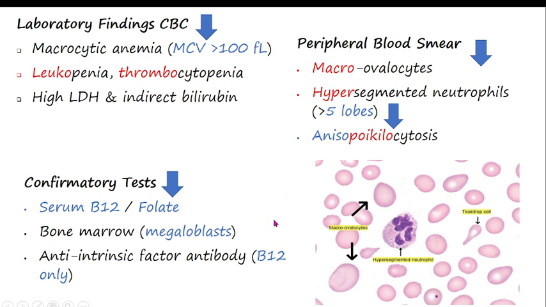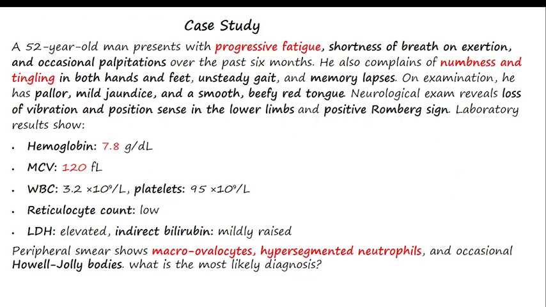I think we can go on to the case study of this very important megaloblastic anemia. Normally this is a neutrophil which is hypersegmented. This one is Howell-Jolly bodies, which can be observed. You can also observe teardrop cells and macro-ovalocytes, as you have said. So we can go on to the case study of today.